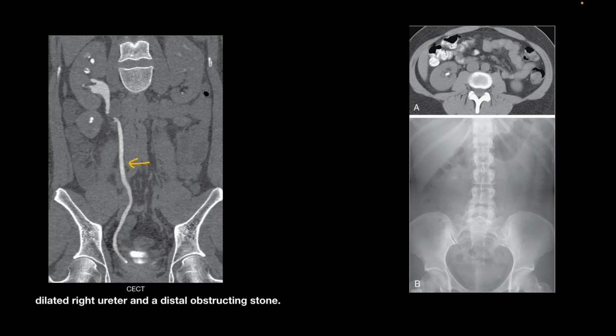Now look at this X-ray abdomen. Here we can see that there is one radiopaque body just to the right of, this is the fifth lumbar vertebra, this is the fourth and this is the third. So just lying to the right of the third lumbar vertebra, there is one radiopaque body, right? So this is the radiopaque body and this might be because of a renal stone.